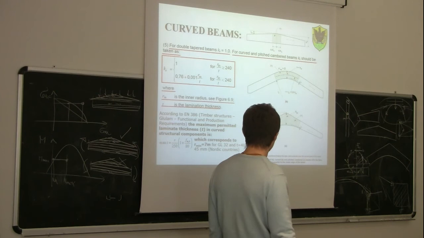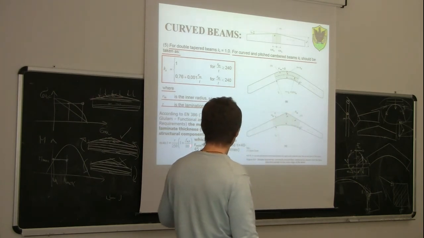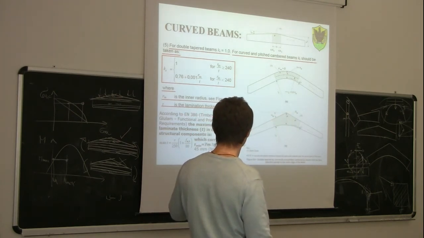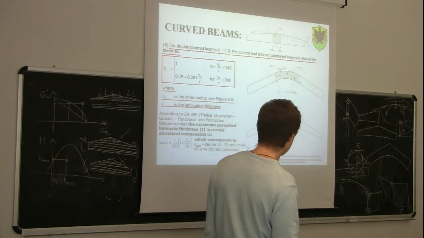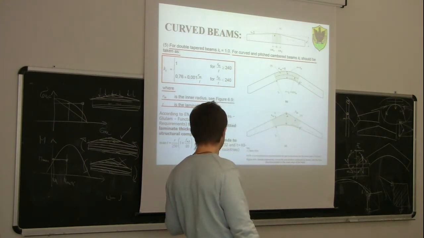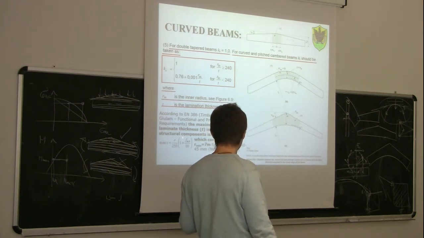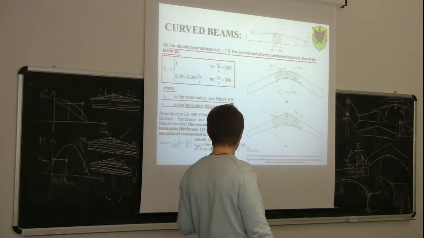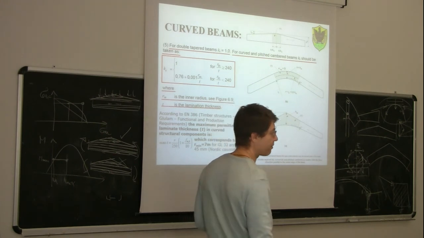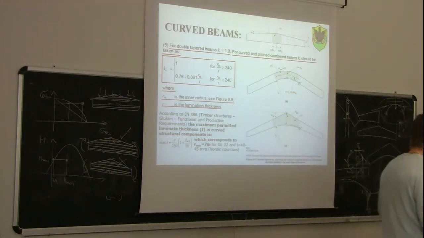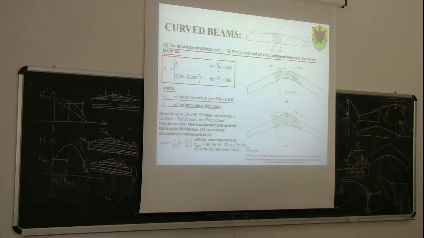Now, if you look at this ER386, that is about new laminated timber membrane, we will also find that the maximum permitted laminate thickness in current structural components is given by this relationship, which means, as I mentioned before, that there is a limit. We can't really bend a board to a radius which is too small.